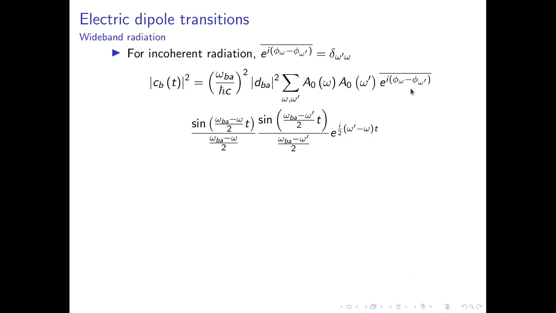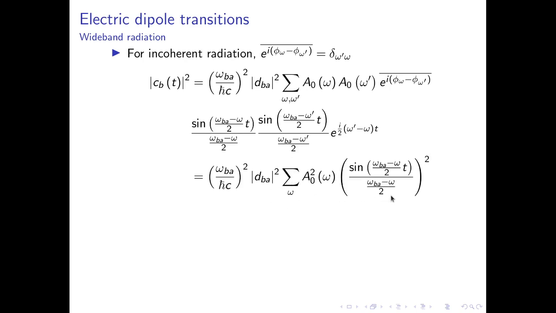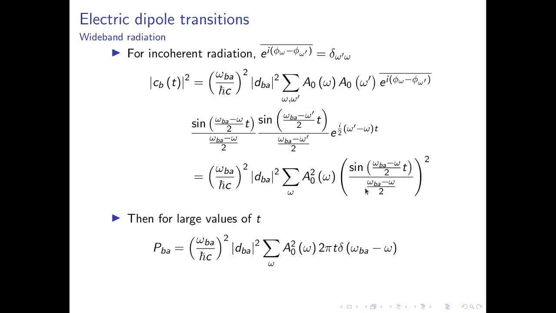But the important thing is the phase term here changes rapidly over various frequencies. So when you're summing up over frequencies, you need to take the average value of those because of these rapid oscillations. And when you do that, this becomes delta omega prime omega, and that simplifies the calculation a lot. You end up with this expression, a very much simpler expression than before. And now we use the fact that at least for large times t, this function essentially behaves like a delta function, or rather 2 pi t times a delta function.